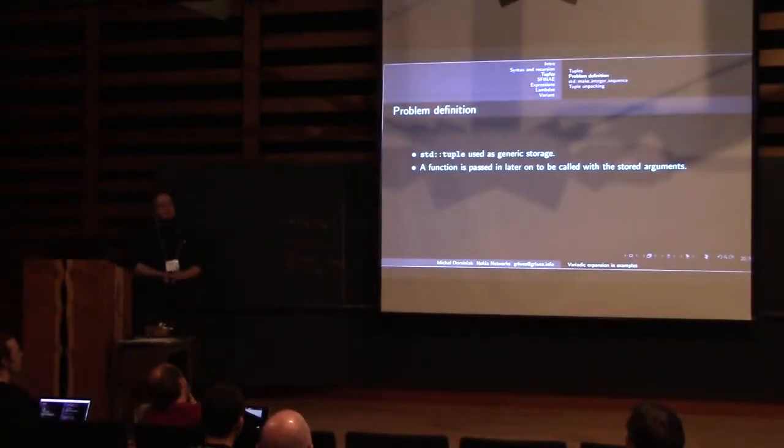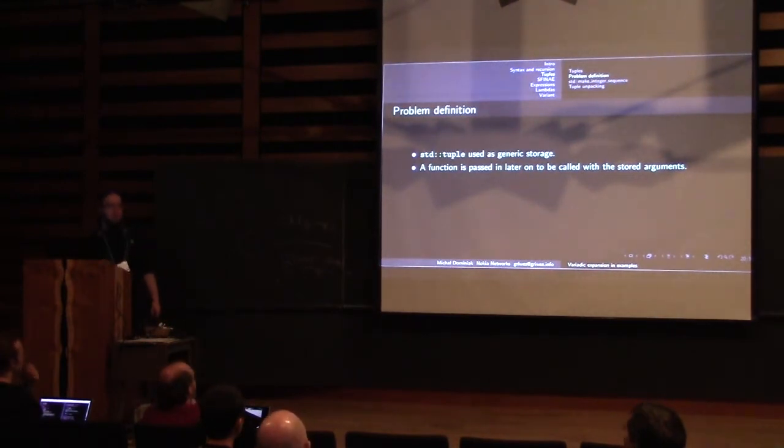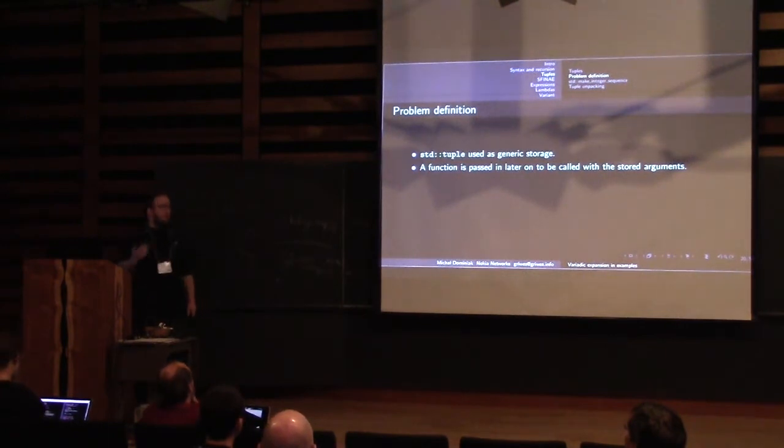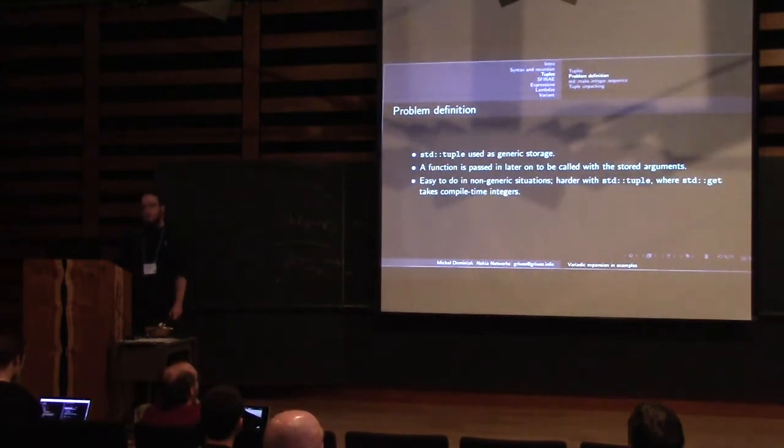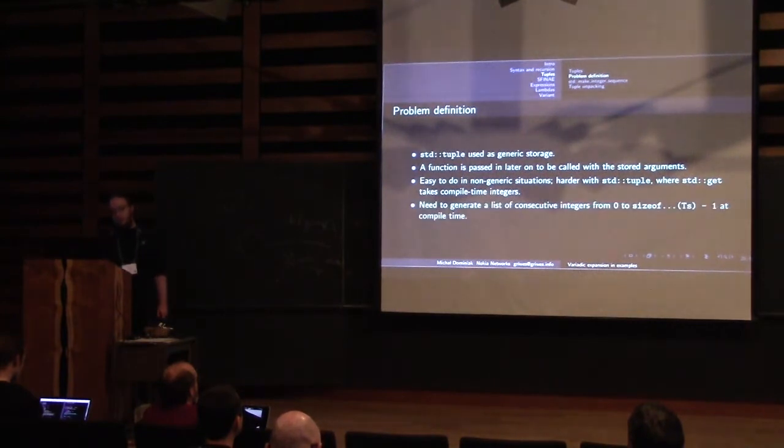So what we want to do in this case, and it comes pretty frequently in generic code, we want to somehow store some arguments to use them later. We don't know the function yet, but we know the arguments. We want to store them and then apply the function on them. It's easy to do in non-generic situations when we know all the argument types. So we can just call proper gets. And when we want to do it in a generic context, we need to generate a list of compile time integers to actually get the values.